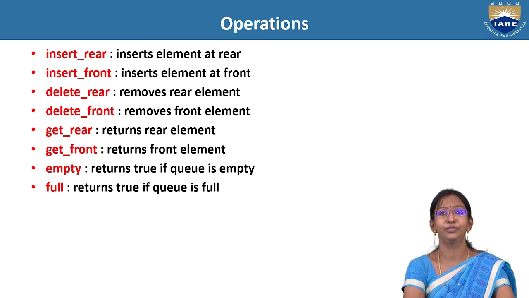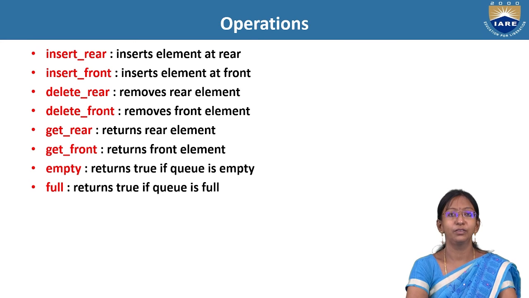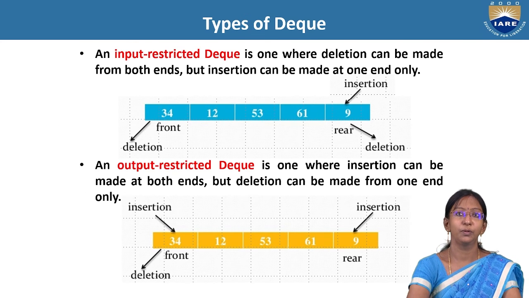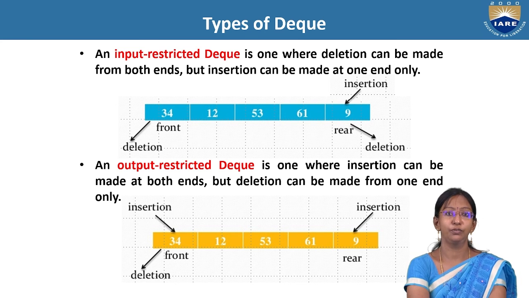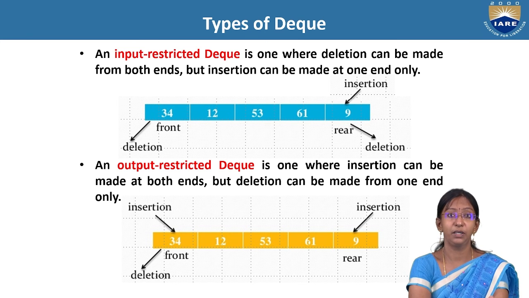You'll get a list of operations now. So insertion, two cases, rear and front. Deletion, rear and front. Get the element or return the element pointed at the front and rear. Check whether it is full or empty. These are the list of operations that we perform on double-ended queues. So there are two types of double-ended queues.